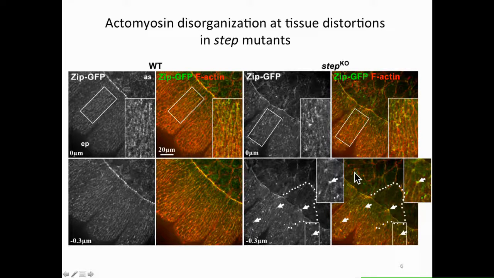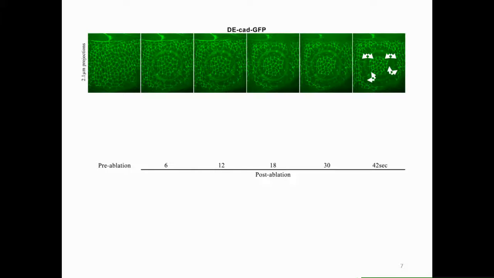Since it seems as though loss of Stepkey leads to accumulation of myosin, and we know that increases in myosin also lead to increased tissue tension, we wanted to see if our Stepkey mutants also displayed some differences in tissue tension. To do this, we collaborated with the Fernandez-Gonzalez lab, and we decided to use a UV laser to make incisions in the epidermis. Much like when you cut an elastic band, the recoil away from the cut site is proportional to the amount of tension that's in the tissue.